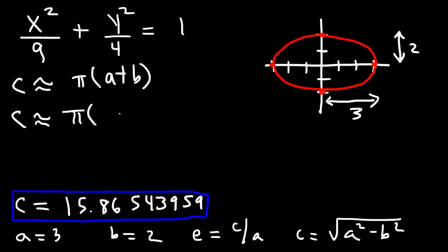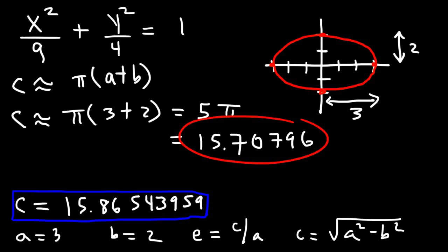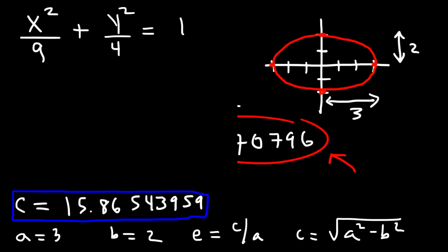In this case, a is 3, b is 2, so the circumference is approximately 5 pi. So if you plug in 5 pi in your calculator, you should get 15.70796. So as you can see, it's slightly off, but if you're rounding your circumference to 16, then this is a good approximation. Now, if you want a better approximation, you can use this formula.